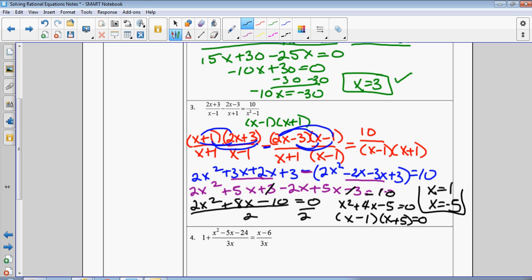And I have two answers here, but I need to check them. When I plug 1 back in to x minus 1, that makes these denominators 0, and that's no good. So I need to get rid of that answer. If I plug negative 5 into my denominators, it's fine, no issues. So my answer is just going to be x equals negative 5.